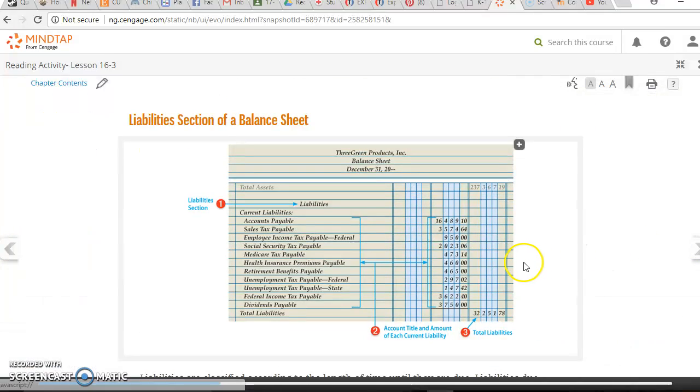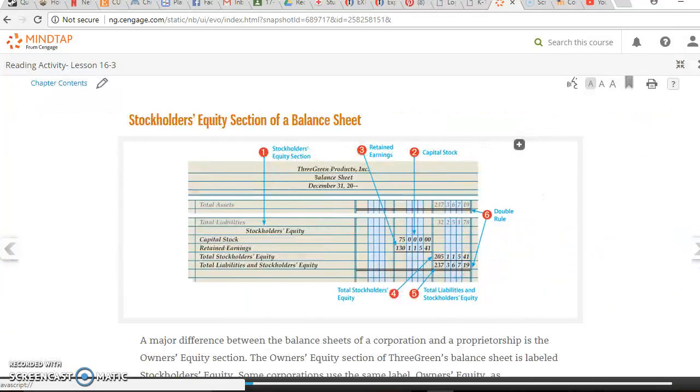Then your next section is your liabilities. Again, current liabilities are the ones that you'll pay within the year. In this case, they don't have any longer term liabilities in this section. You're going to end up paying those within the year.